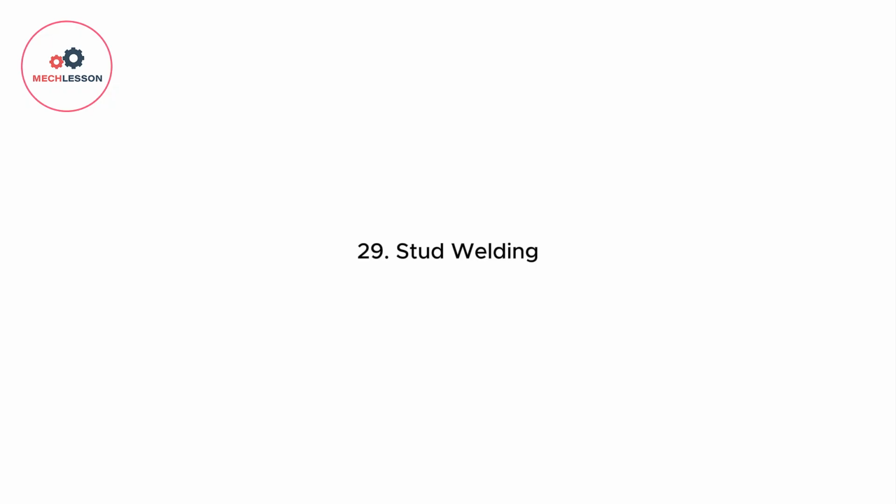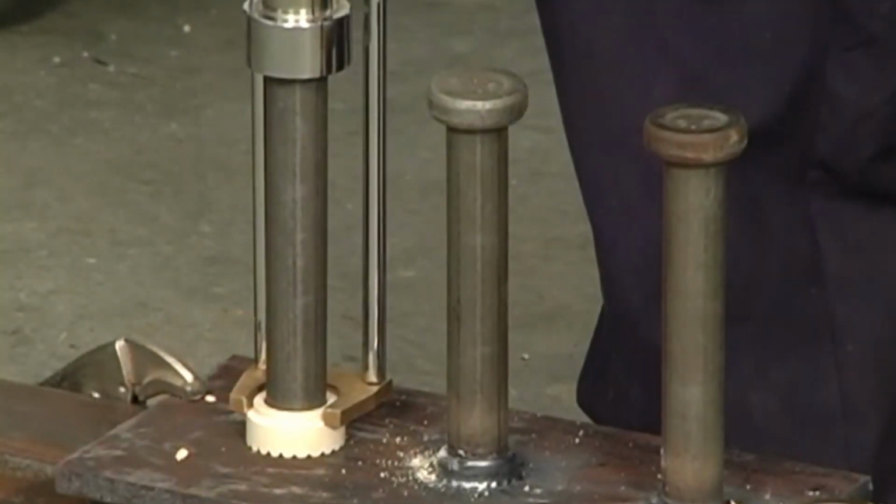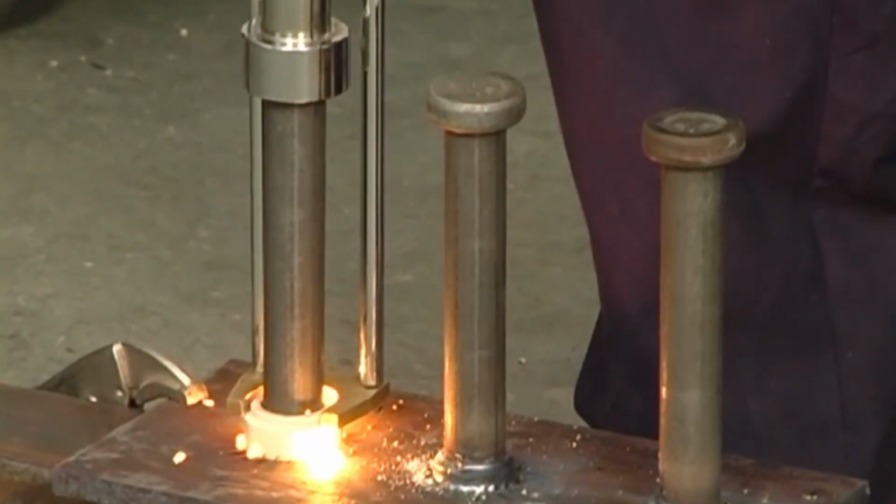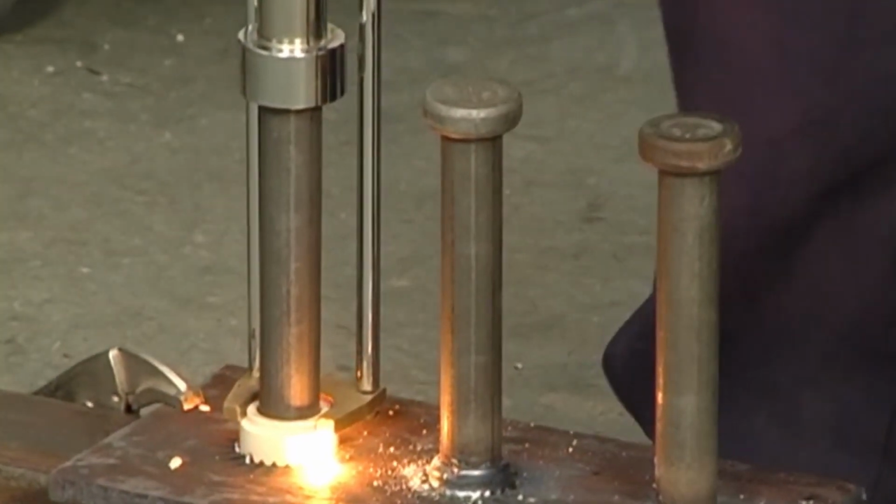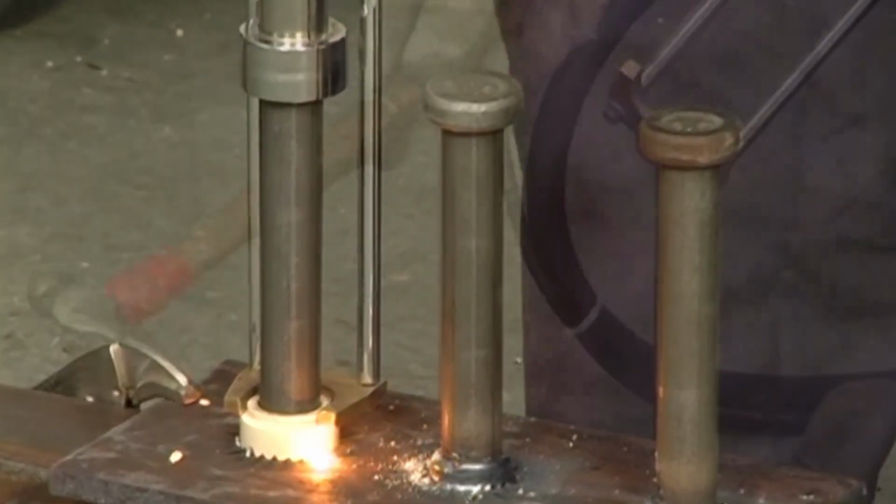29. Stud welding. Stud welding permanently attaches fasteners to metal surfaces. It's commonly used in structural steel construction, shipbuilding, and manufacturing.